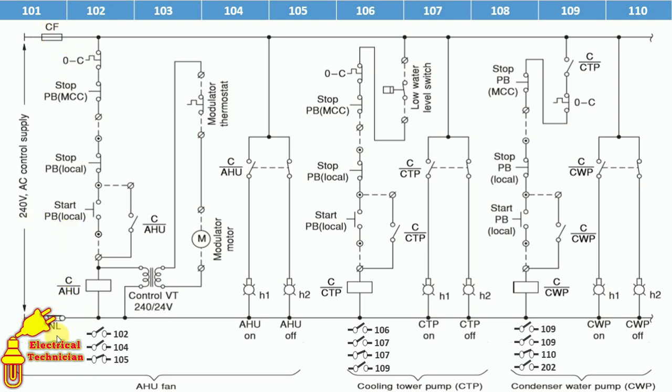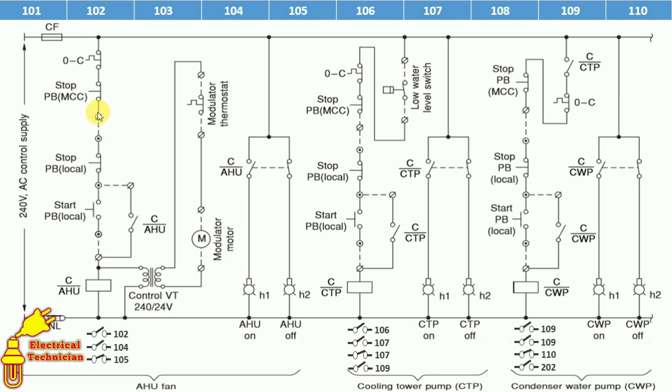Now the circuit made from here to here is for the AHU fan. So how is this AHU fan controlled? See, by using the control fuse, power supply is connected and supplied to the overload relay. The NC contact of this overload relay is used. From the outgoing terminal of the NC contact, by connecting a wire, a stop push button is connected. From the outgoing of the stop push button, a TB is connected.